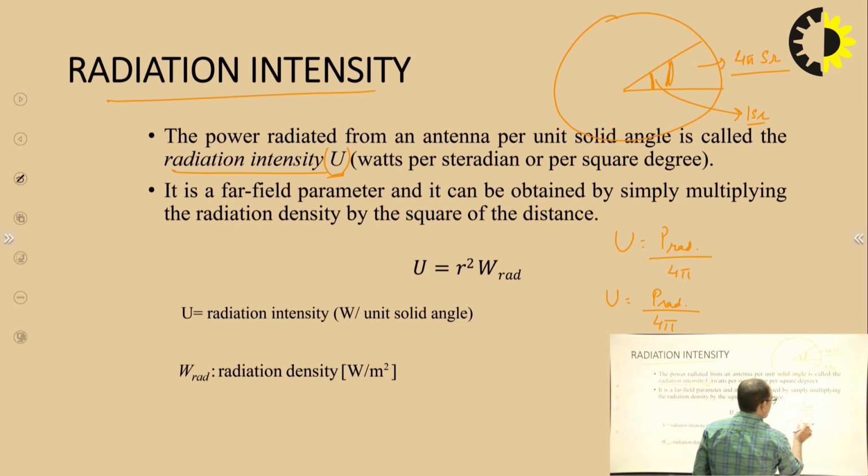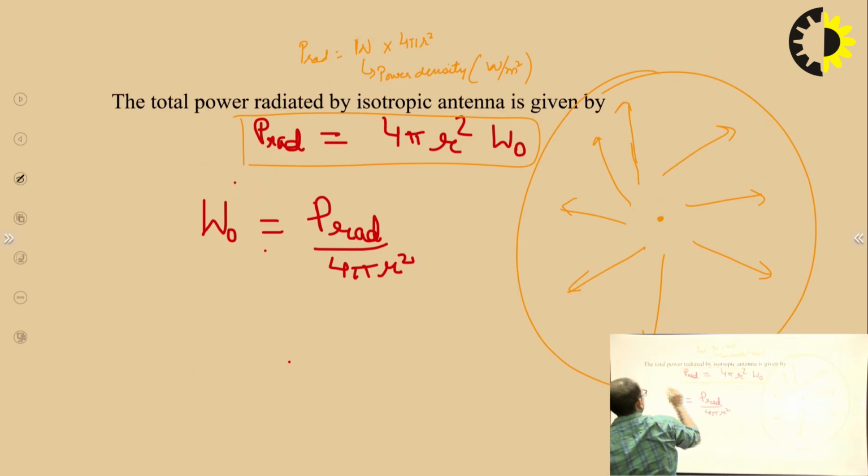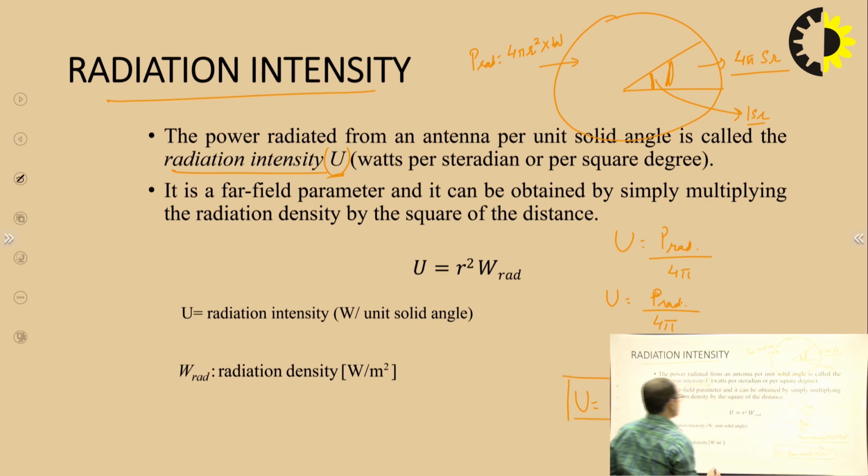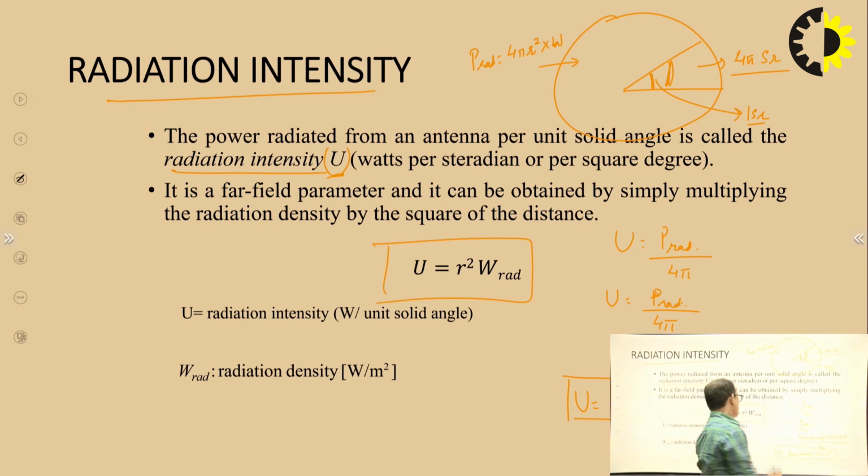If I want to describe this radiated power in terms of the power density, so you know that the power density, if I say this is a whole sphere, the total power radiated can be equal to what? 4 pi r square into W, and this is the power density I have already described to you. So this power radiated can be written as power density, that is W, multiplied by 4 pi r square upon 4 pi. It means that U is equal to the power density, that is W, multiplied by r square. So U, the radiation intensity, is equal to r square multiplied by the power density or radiation density, that is watt per meter square, or we can also say that U is equal to total power radiated divided by 4 pi.